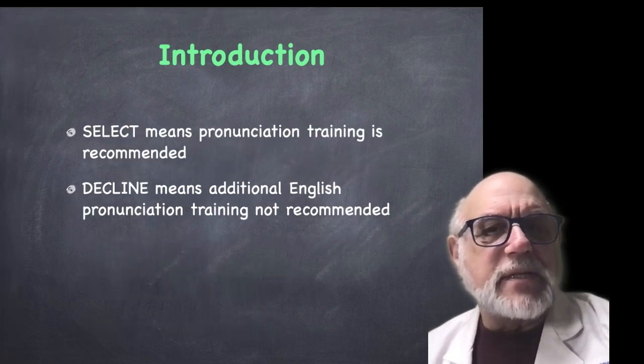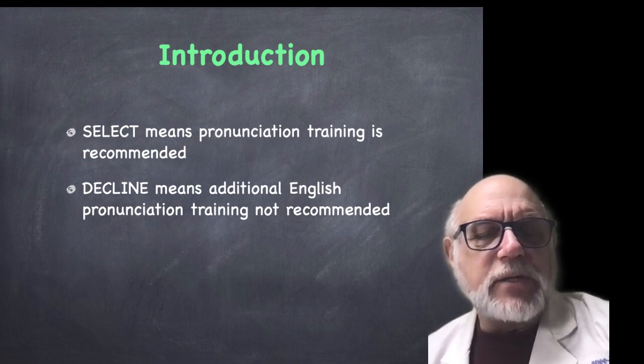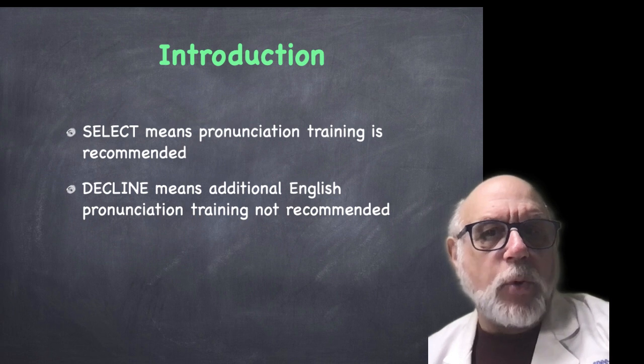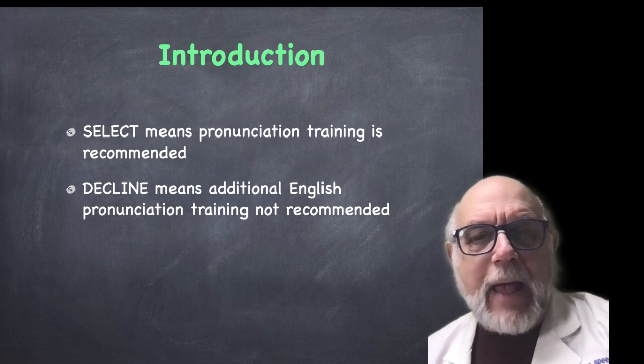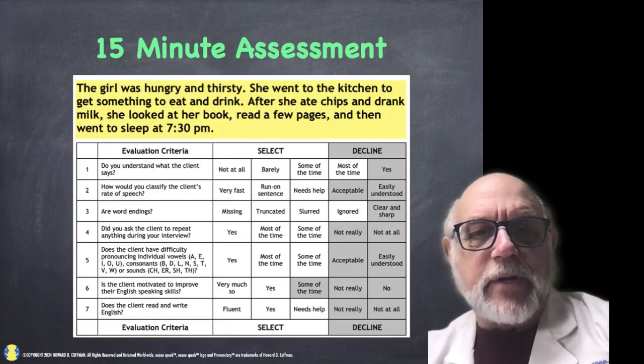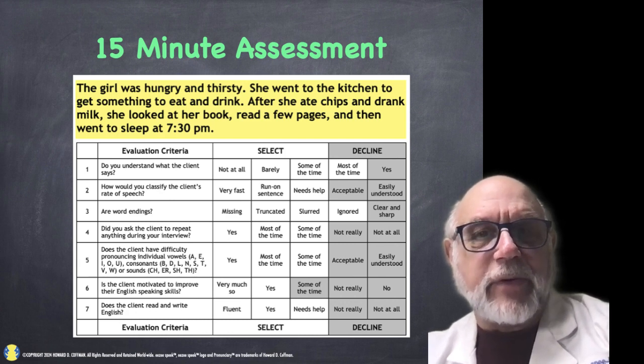You'll see the form in a second. Recommended means that the pronunciation training is recommended, that they need more training. Decline means that their English is understandable and they don't need extra help in that regard. So the good news is that if you're in the gray zone, you're doing very well.